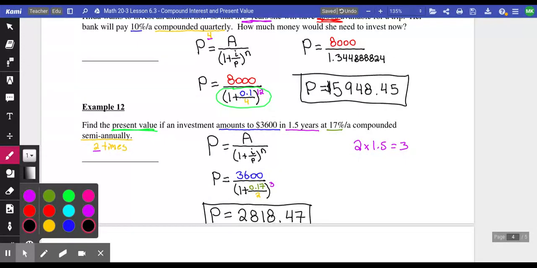Cool. That is using the compounded interest rate formula instead of using those big charts that we learned yesterday. Much faster, but a little bit harder. More calculations, which makes it a little trickier.